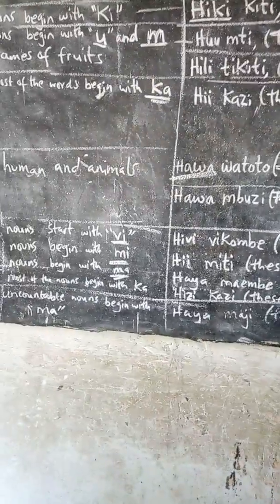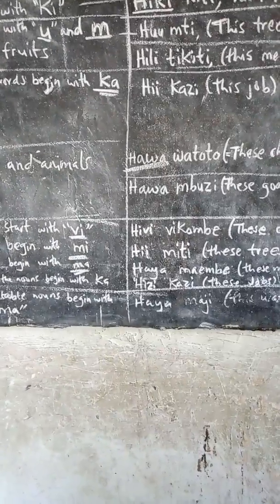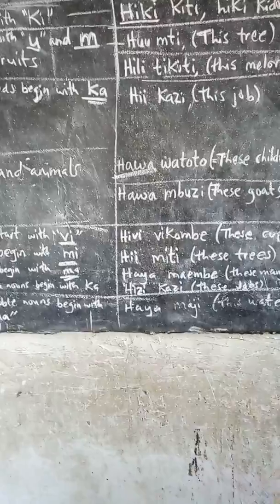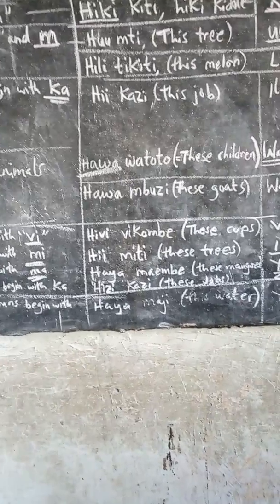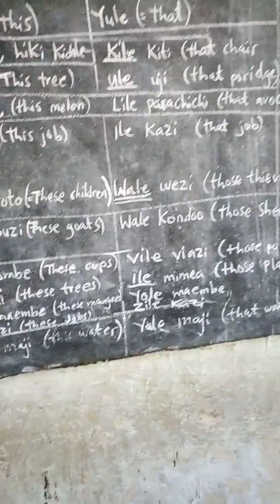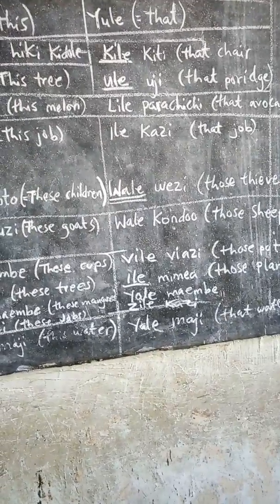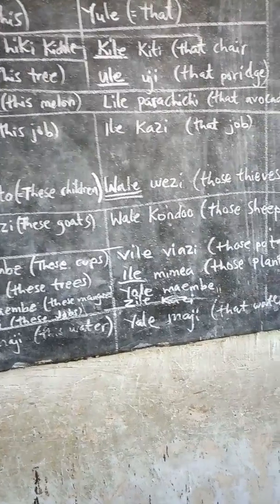Okay, we have the words that begin with mi. For example, hii miti, hii means these, for the words that begin with mi. Hii miti, these trees. Those trees, we say ile miti, those trees or those plants. Ile mimea, those plants. All right.